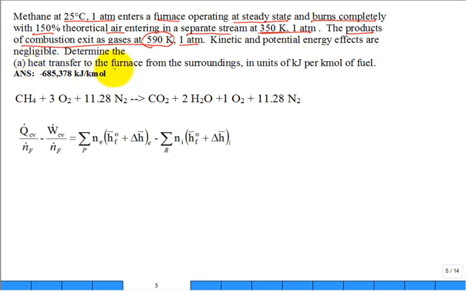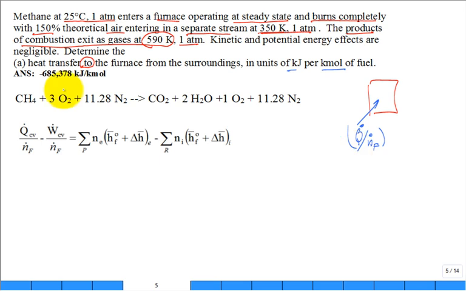Determine the heat transfer, now this is kind of funny wording, to the furnace from the surroundings. So there's our little combustor. This is our traditional sign convention for Q dot. And you look at it in kilojoules per kilomole of fuel, so it's divided by n dot of the fuel. That's what we're asked to solve for. And we're going to get a negative answer, because this is a combustion, it's going to be transferring heat out. The products are coming out warm, but there's going to be some heat transfer out.